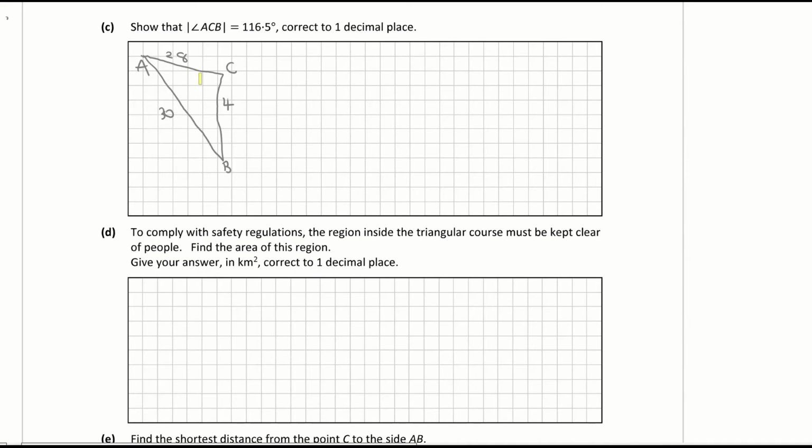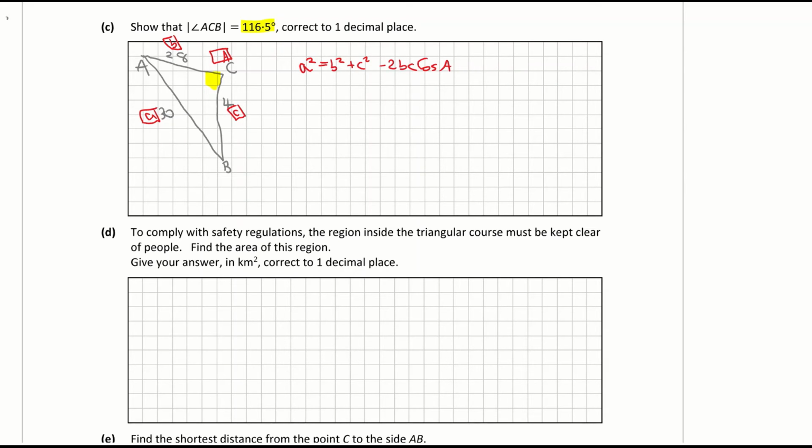They now want me to find the size of the angle C, or show that the angle C is 116.5 degrees. I'm going to use my cosine rule for this. My cosine rule from my log tables is written as a squared equals b squared plus c squared minus 2bc times cos of A. My A is the side opposite the angle, so 30 is going to represent my A. Angle A I'm going to change to my angle C, and the 28 and the 4 are my side B and side C.